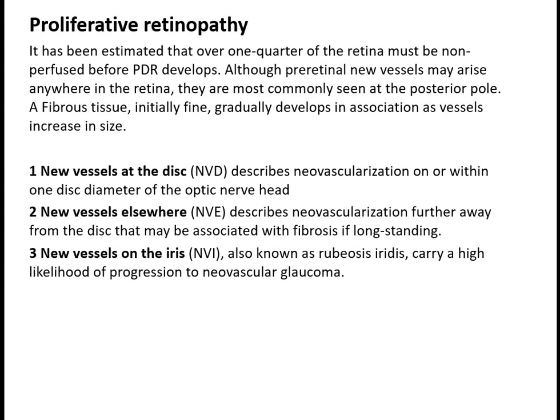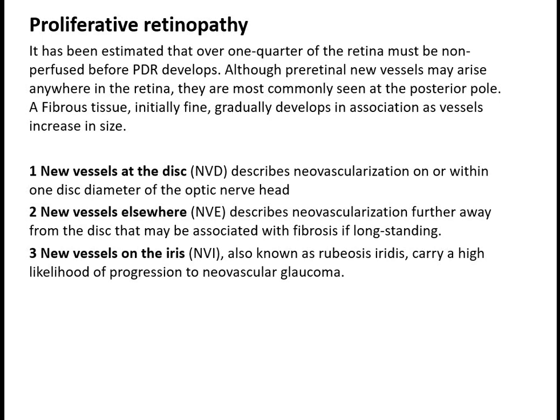Although pre-retinal new vessels may arise anywhere in the retina, they are most commonly seen at the posterior pole. Fibrous tissue will be present with them, and with time this will cause traction retinal detachment. Initially fine, they gradually develop as the vessels increase in size. New vessels at the disc means new vascularization on or within one disc diameter from the optic nerve head.